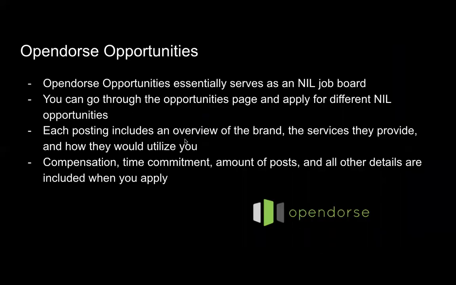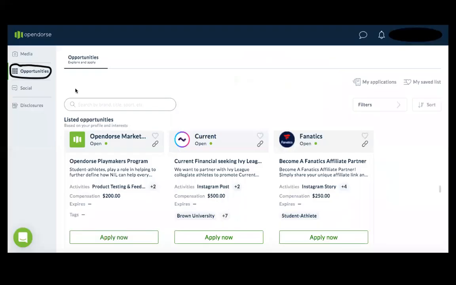And finally, the Opendorse opportunities page. This is on the app and the website as well. It essentially serves as an NIL job board for you. You can go through the opportunities page and apply for different NIL opportunities. Each posting includes an overview of the brand, the services that they provide, and how they would utilize you. The compensation, time commitment, amount of posts, and all the other details are included when you apply through the Opendorse opportunities page. So this is what the page looks like on the website, and it looks like this on the app as well, this little icon. And you should be able to see the listed opportunities.